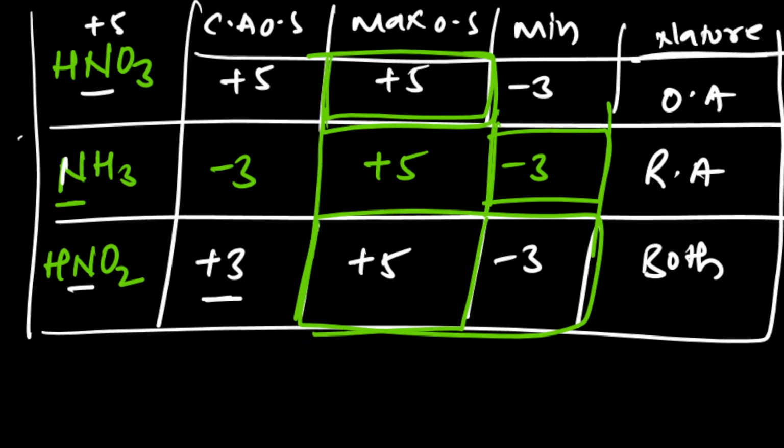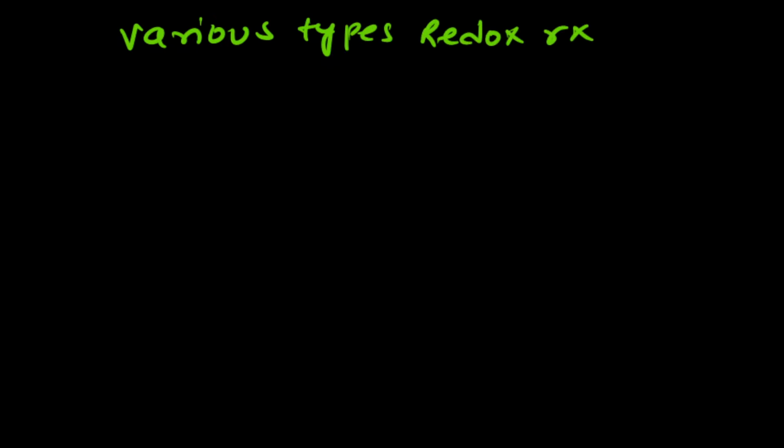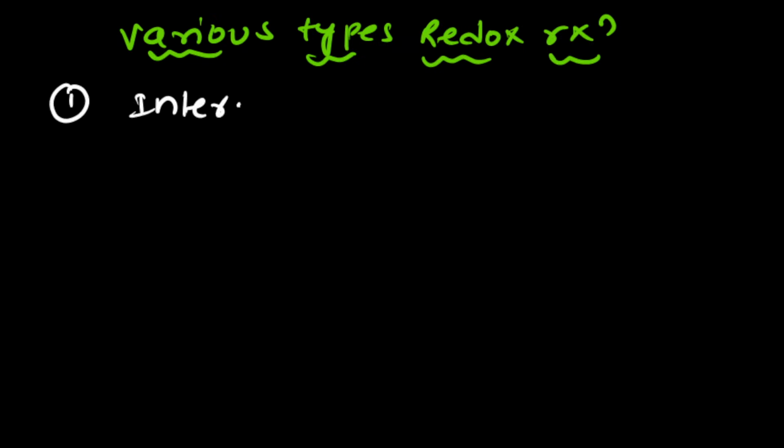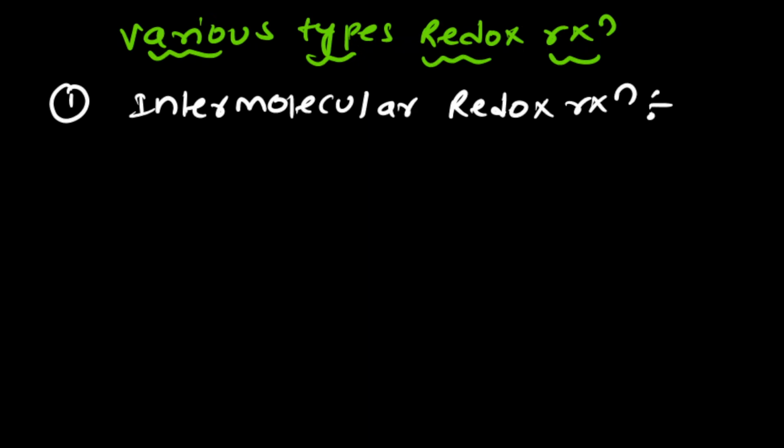We are going to see the types of reactions. What are the various types of the redox reactions that we are going to see? First one is intermolecular redox reaction. What is the meaning of the intermolecular redox reaction?